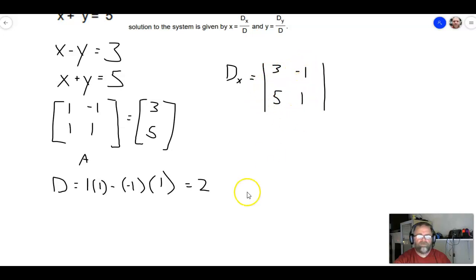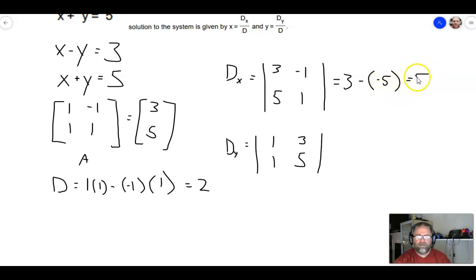Negative 1, 1. And for dy, we are going to replace our y column with the 3, 5 this time. So that's replacing the y column with the 3, 5, and we're going to keep the x column the same as our original matrix here. 1, 1. All right, so this one is going to be 3 minus negative 5. So 3 minus negative 5, and that's going to equal 8. And this next one here is going to be 1 times 5, so that's 5 minus 1 times 3, which is 3. So 5 minus 3, which is equal to 2.